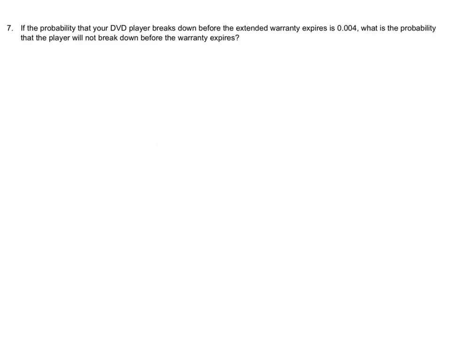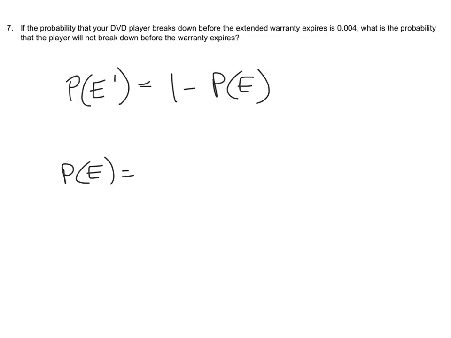Complements of events. If the probability that your DVD player breaks down before the extended warranty expires is 0.004, what is the probability that the player will not break down before the warranty expires? We'll use the complement formula for probabilities to solve this problem.